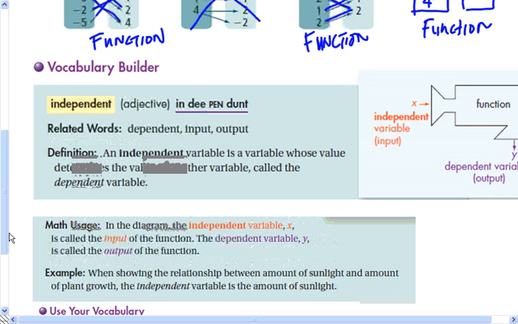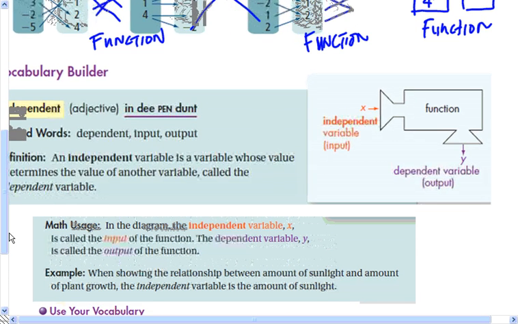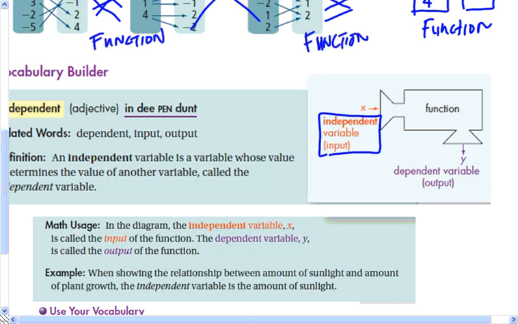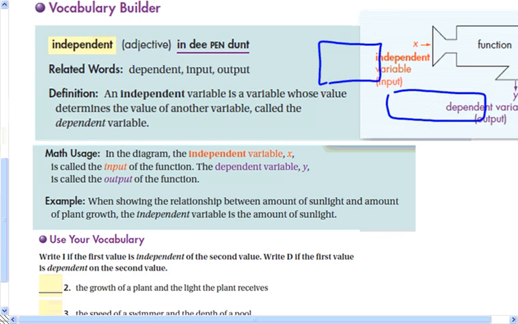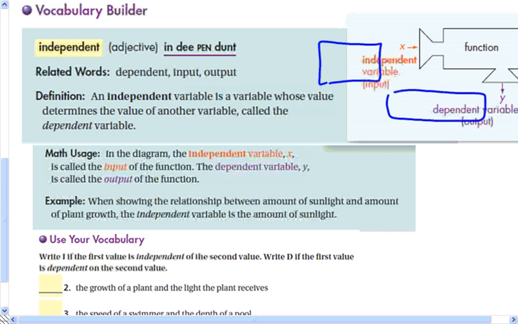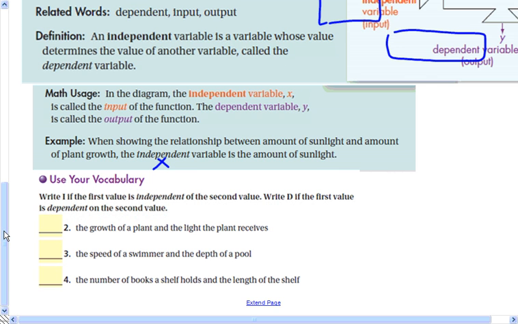All right, we're going to use this idea to help represent functions. This is a function machine. The input has a couple of names: it's the independent variable, x value, input. The output is a y value, or the dependent variable. And just as a quick review, an independent variable is a variable whose value determines the value of another variable, called the dependent variable. So the independent variable is usually x, and the dependent variable is y. The independent variable is the input, and the dependent variable is the output.